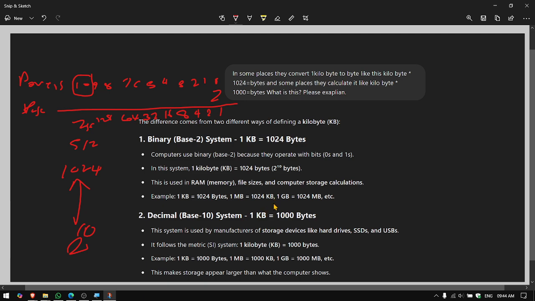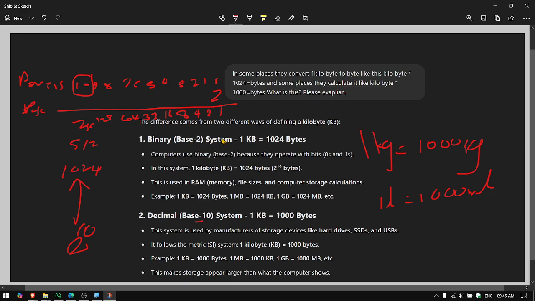But when it comes to the decimal system, base 10, 1 kilobyte, or kilo, means 1000. Imagine this: how many grams are there in 1 kilogram? 1000 grams. In 1 liter, how many milliliters do you have? You have 1000 milliliters. So there you are not talking about 1024. Two different things here.